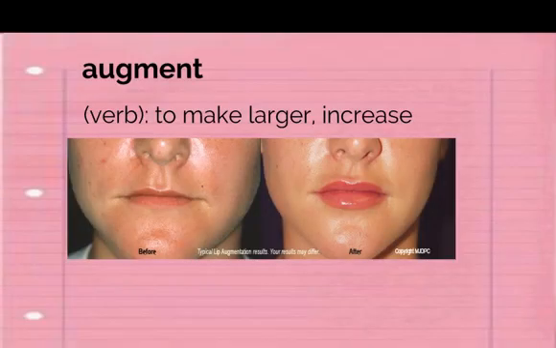Here's your next word. It's augment. And we've got a really nice visual here, right? We've got some plumped up lips. It's a verb meaning to make larger or increase. A lot of times when we hear augment, it's used in kind of a negative way because it has to do with plumping something up or making it larger with filler, something that's not as good. But it can also be used more neutrally. I could try to augment my salary with a part-time job so that I earned more money.